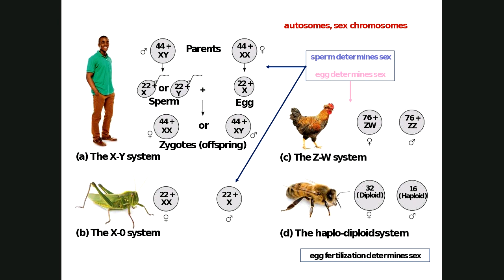Doesn't mean it's the same way in other organisms. For example, in chickens, it's the egg that determines the sex, right? The females are different. There are ZWs, and the males are ZZs. And then there's even another way. Among bees, it has to do with whether the egg is fertilized or not. So males are haploid and females are diploid.